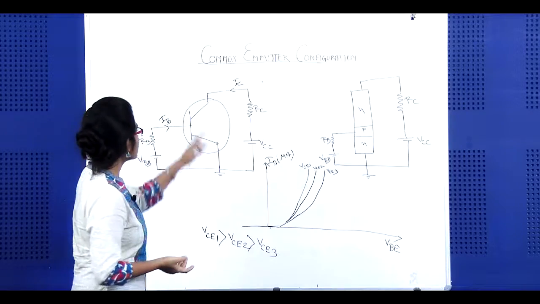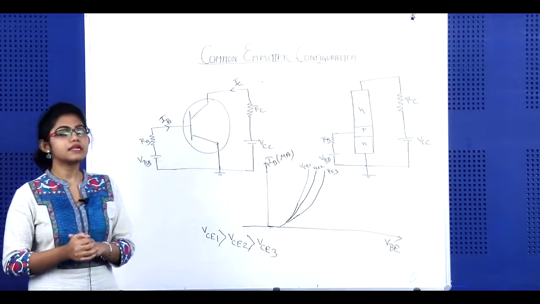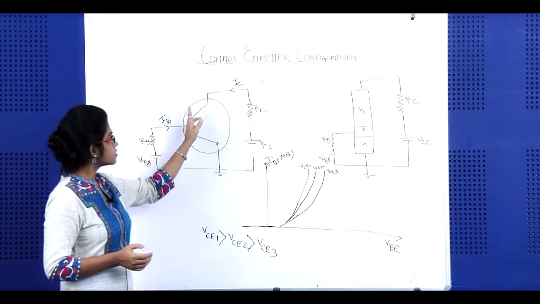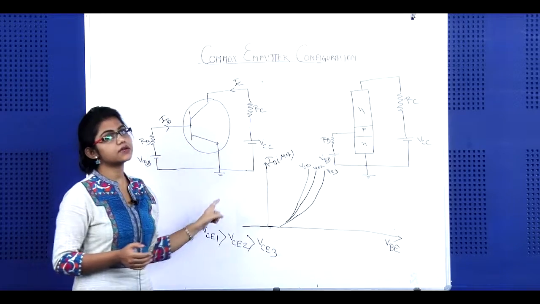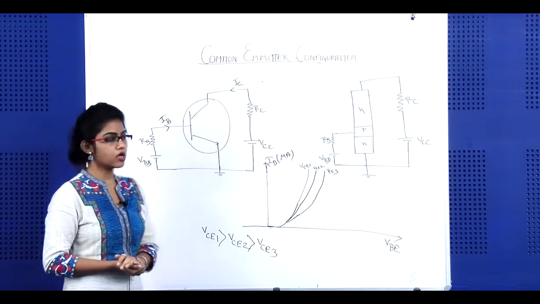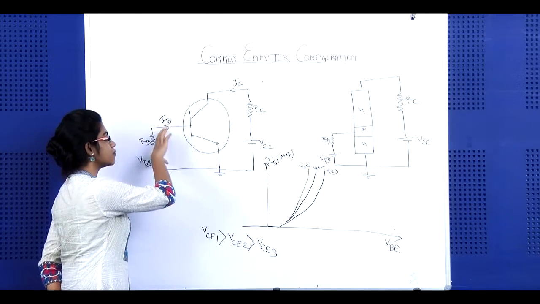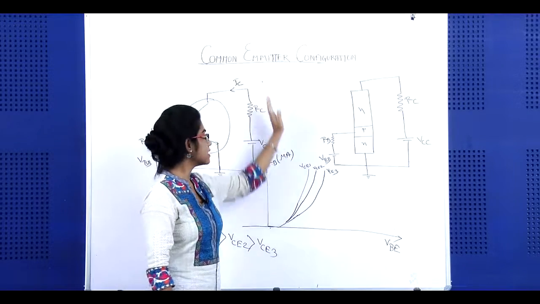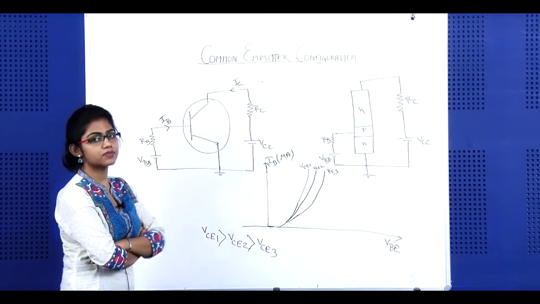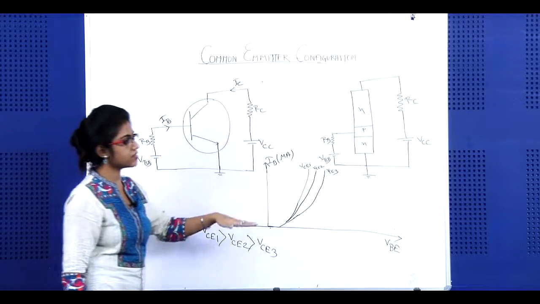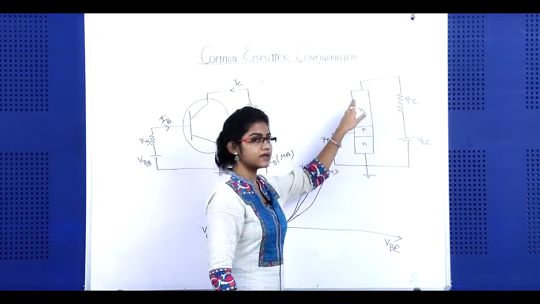In common emitter, suppose this one is an NPN transistor. In this transistor, the emitter part will be common to both the input and the output. So we consider the input part this way, and we consider the output from this port. We have drawn the circuit symbol as well as the PNP transistor also.